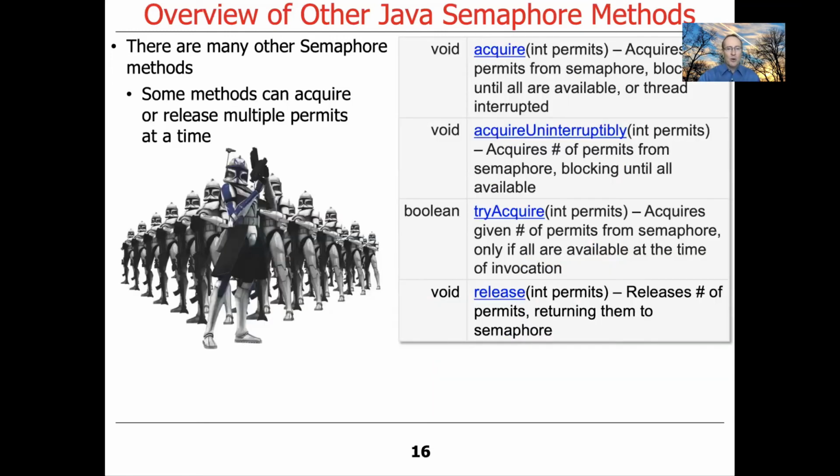And actually, there's quite a few of them. Some of the methods can actually acquire or release multiple permits at a time. So you'll see that you have acquire that takes a count of the number of permits to acquire, one that takes a count and acquires them uninterruptibly, one that will try to acquire a bunch of permits in a non-blocking way, one that will release a bunch of permits, and so on and so forth. So if there's a reason why you have to grab multiple resources or work on multiple resources, these methods give you a way to do that.